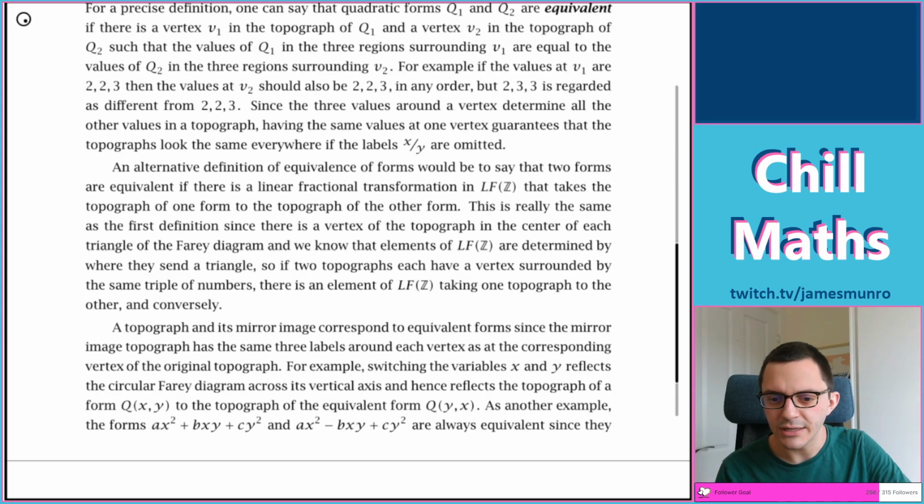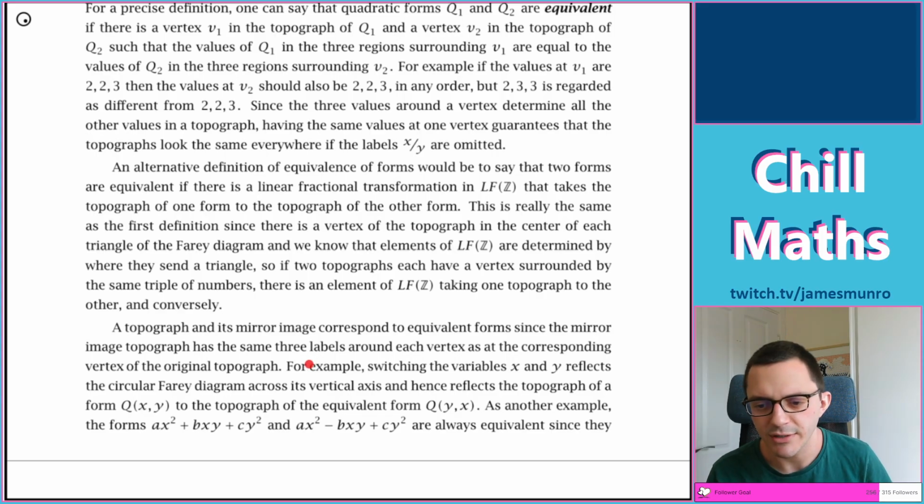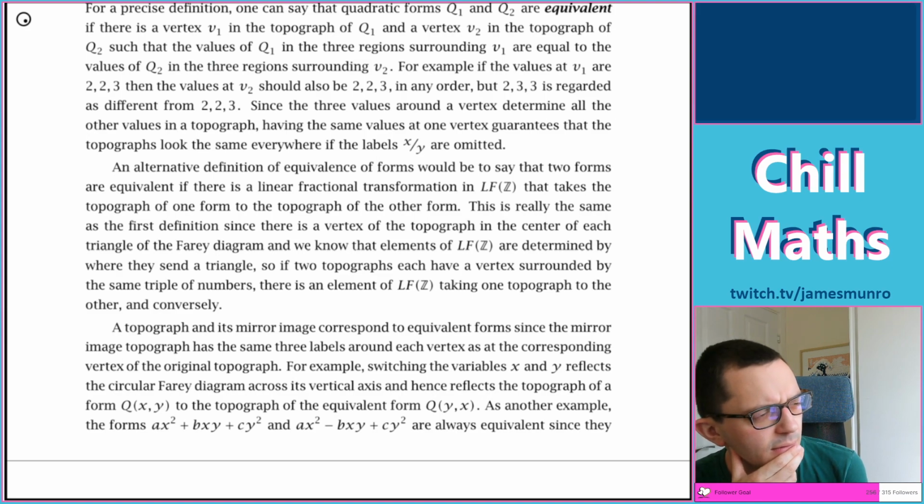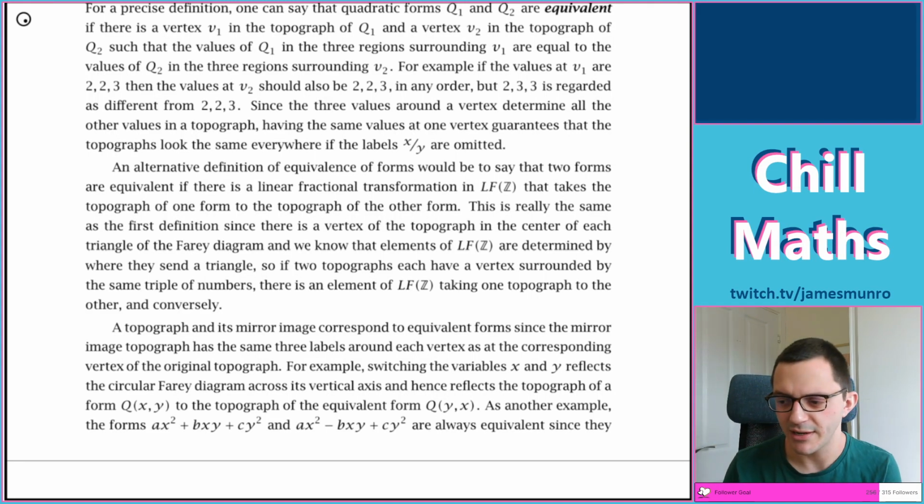Mirror images are fine, since we're not worrying about the order that you take the values around a vertex. What about these things where you can take the same numerical values but in different places? I'm not going to worry about that right now. Okay.